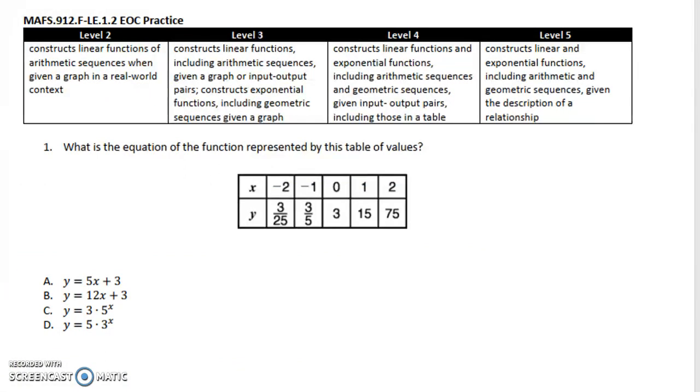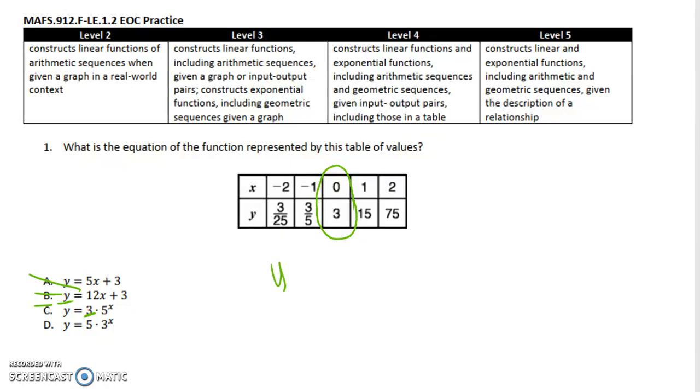This is all about constructing linear and exponential equations. It says, what is the equation of the function represented by this table of values? So we definitely can tell that this is not going to be linear. Not linear at all. But what we need to figure out is, well, what is happening here? So we start by looking at our initial value. That initial value is 3.